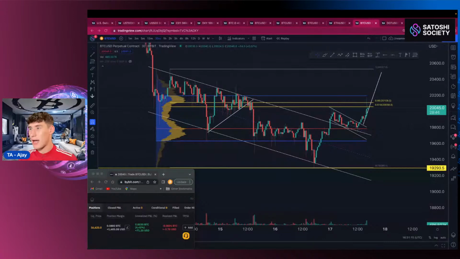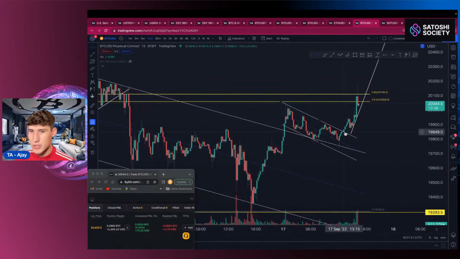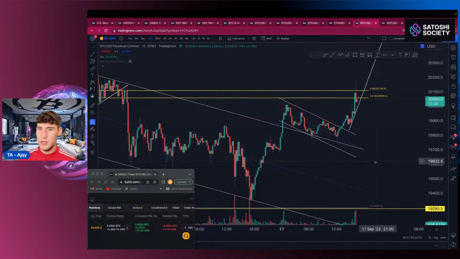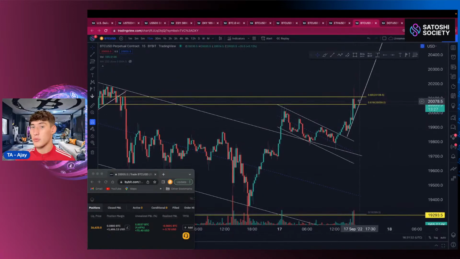Jumping straight into the charts, this is a 30-minute, but if we zoom into the 15-minute, you can very clearly see that we did break towards the upside of this bull flag. I told you in the previous stream that if we broke to the upside, there was a pretty high possibility that we were going to come up to this golden pocket right here. That's exactly what happened.